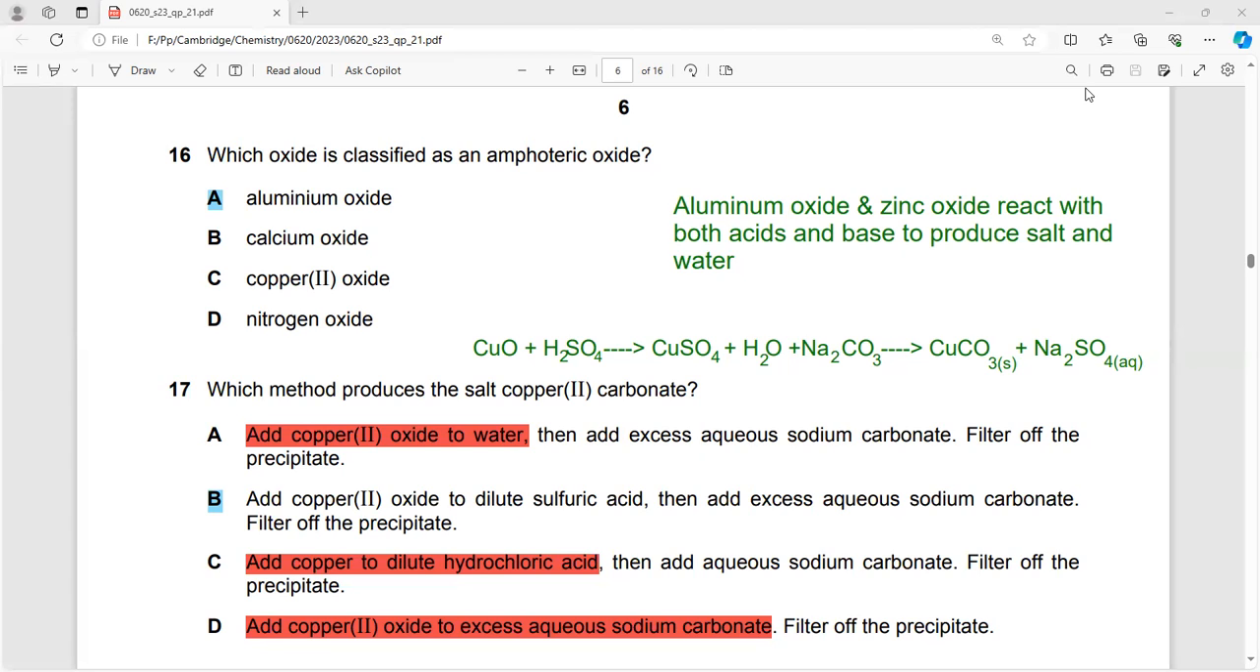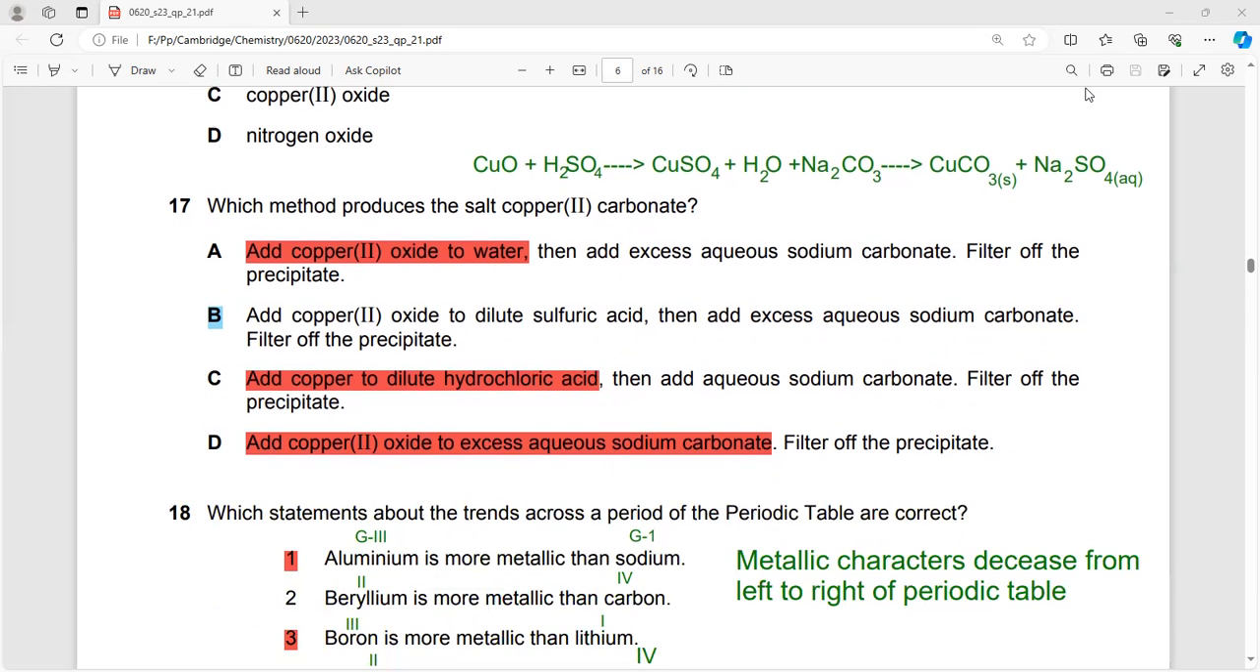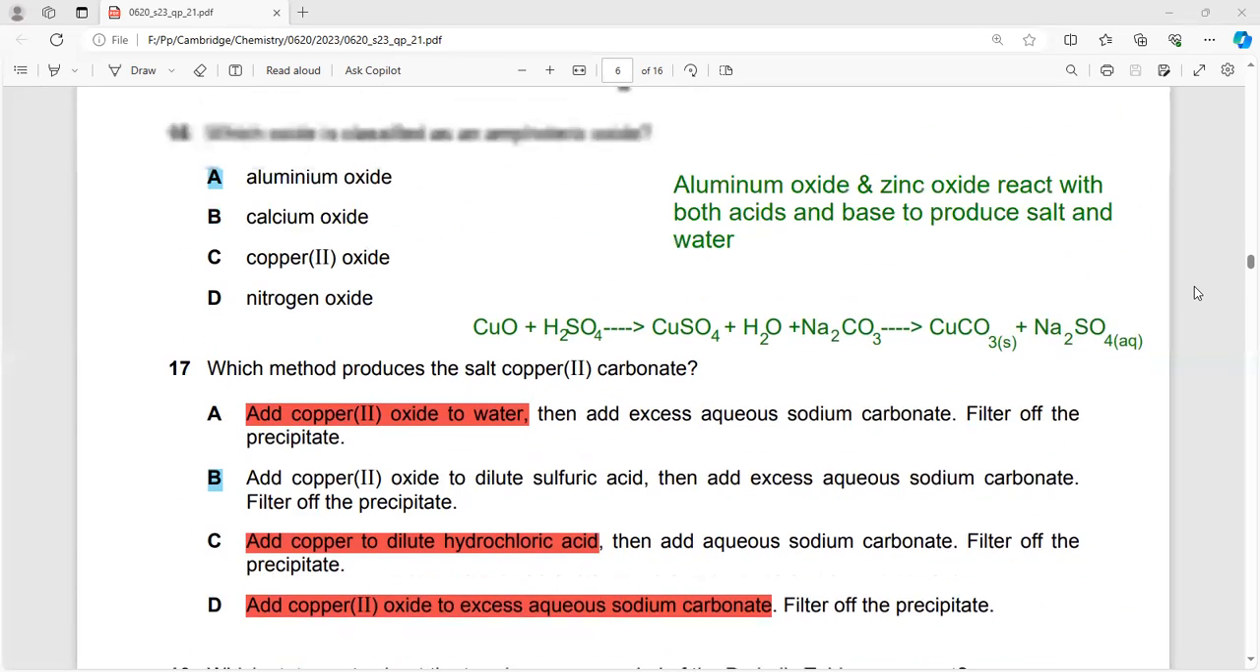But there are certain metals, for example aluminium and zinc, which react with oxygen and produce zinc oxide and aluminium oxide, and they behave as both acidic and basic. So these are called amphoteric oxides. So here, zinc oxide and aluminium oxide are amphoteric oxides. So A is our correct option here. Aluminium oxide is an amphoteric oxide. Then question number 17.